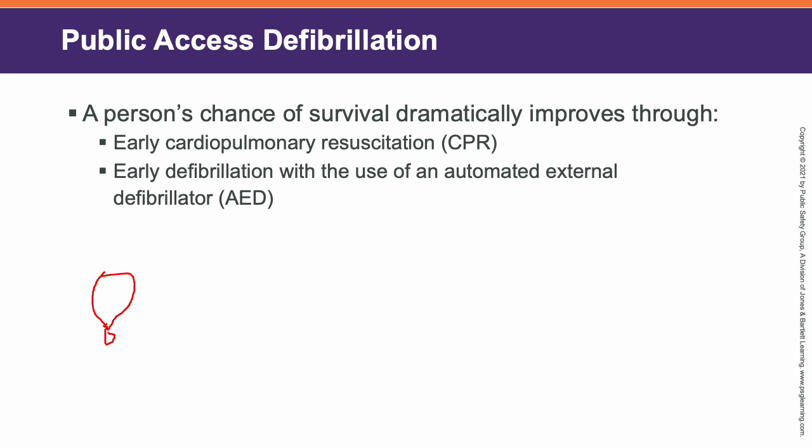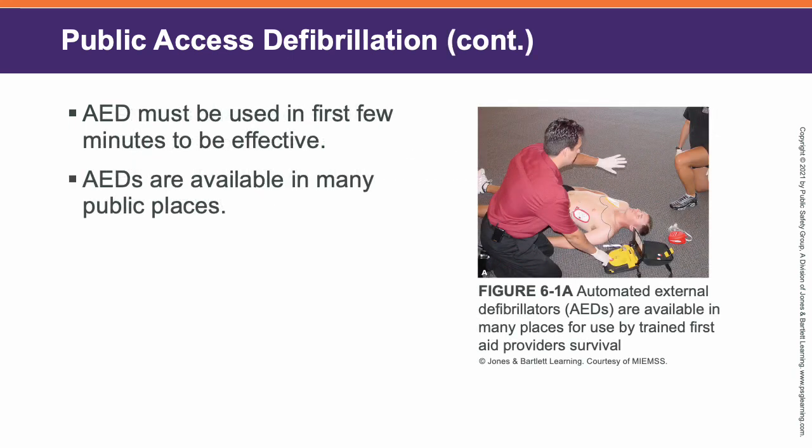So now we're going to talk a little bit about AEDs and what an AED is and what it's for. A person's chance of survival improves dramatically through two things: early CPR and early use of an AED, or early defibrillation. The sooner we start CPR and the earlier we can use the AED, the greater the chances somebody's going to survive. In order to be effective, an AED must be used within the first few minutes. After those first few minutes, it's not nearly as effective in resuscitating somebody.